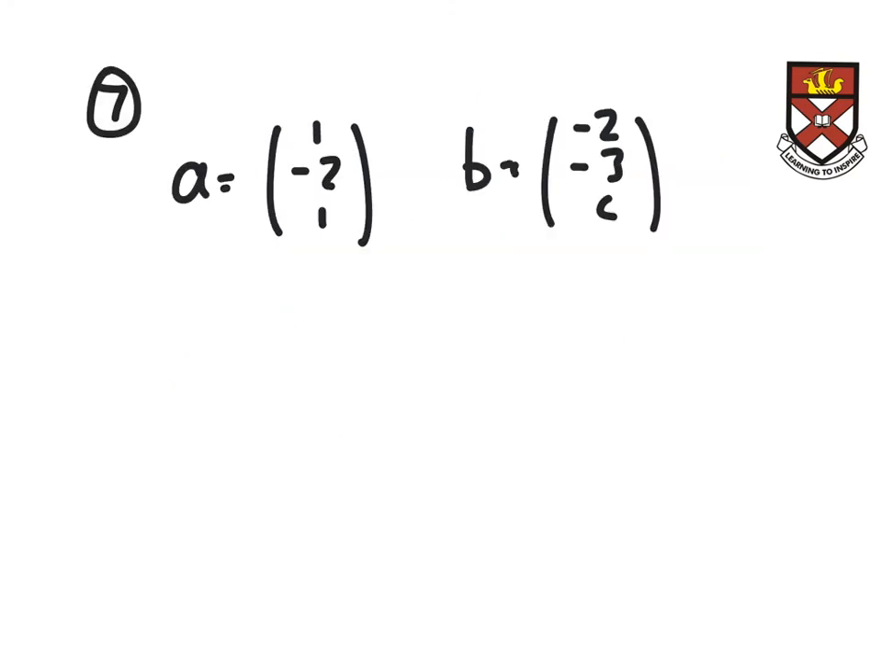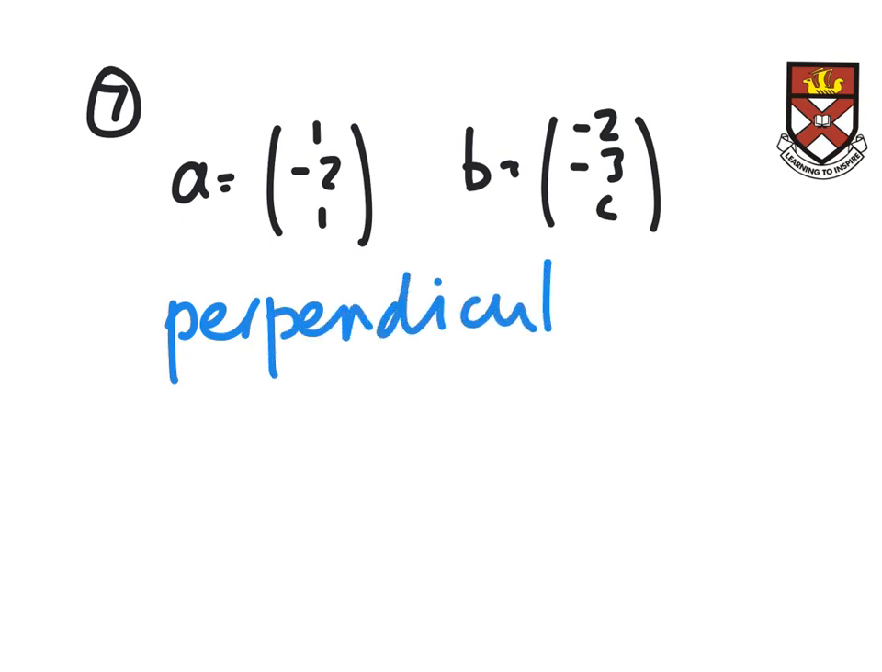Last question, possibly the easiest one, 2 vectors. Now please note I've taken them from the IJK form and I've rewritten them as a column vector, 1, negative 2, 1, and so on. Okay, part A says that they're perpendicular. So what is the condition for perpendicular vectors? Condition is that A dot B has to equal 0.